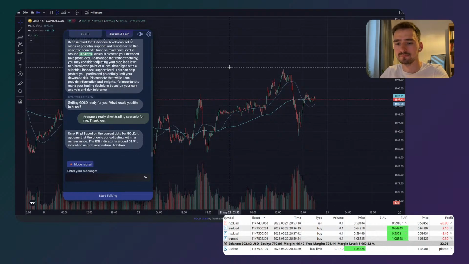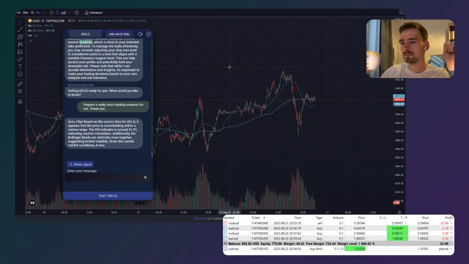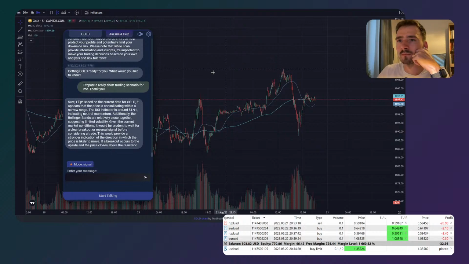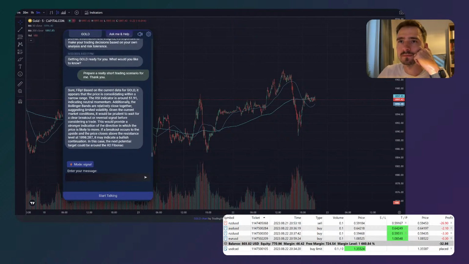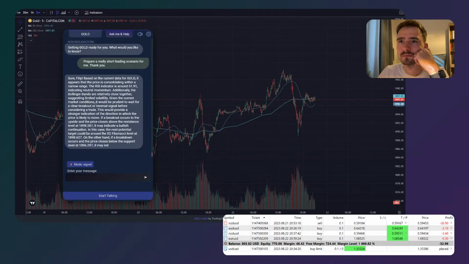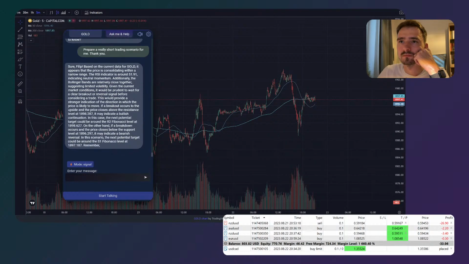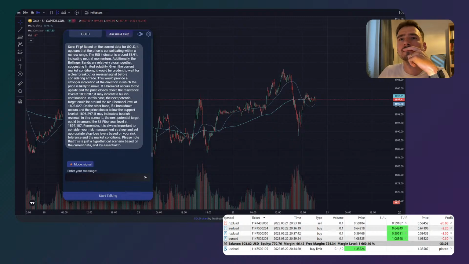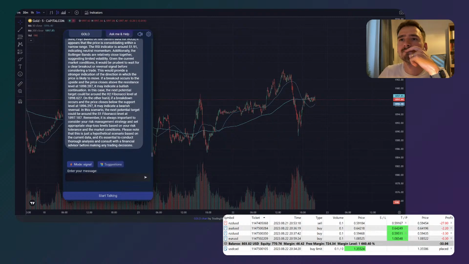Sure, Philip. Based on the current data for gold, it appears that the price is consolidating within a narrow range. The RSI indicator is around 51.91, indicating neutral momentum. Additionally, the Bollinger Bands are relatively close together, suggesting limited volatility. Given the current market conditions, it would be prudent to wait for a clear breakout or reversal signal before considering a trade. This would provide a stronger indication of the direction in which the price is likely to move. If a breakout occurs to the upside and the price closes above the resistance level at 1,898.287, it may indicate a bullish continuation.